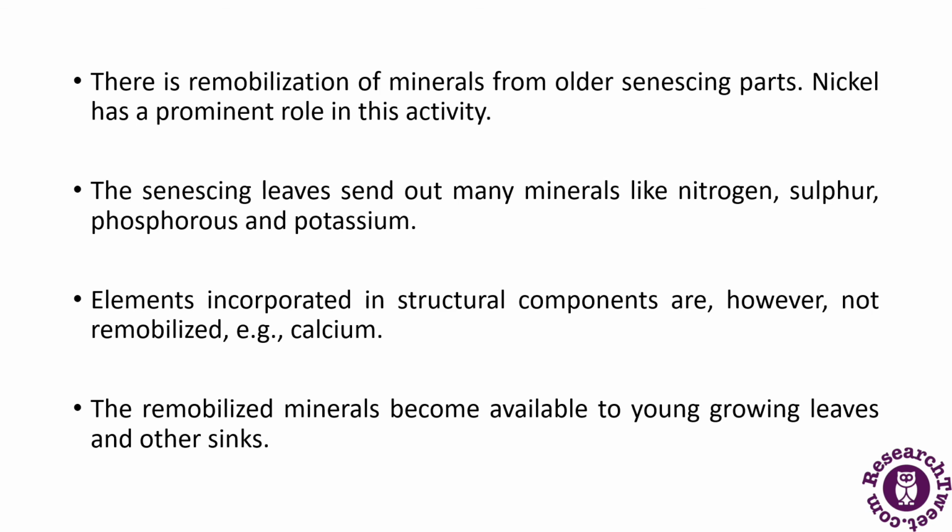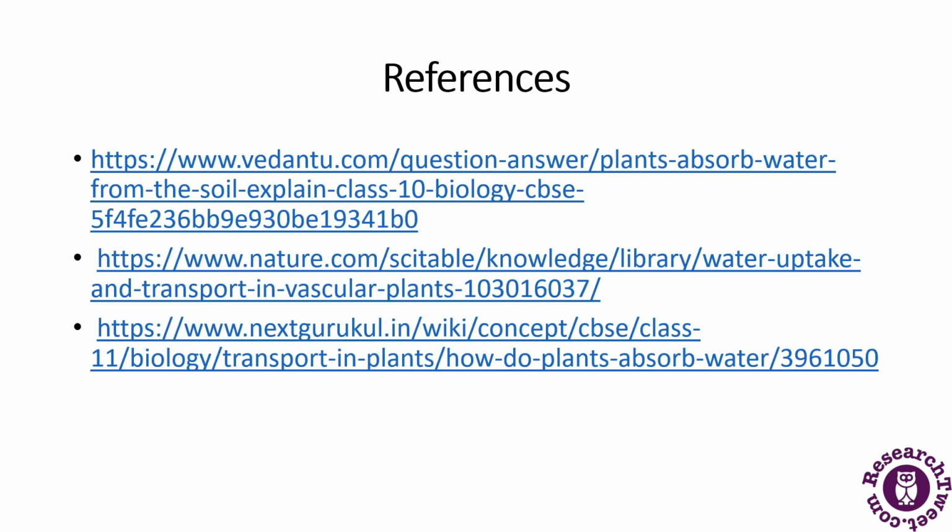The senescing leaves send out many minerals like nitrogen, sulfur, phosphorus and potassium, and these elements are incorporated in structural components. However, calcium is not remobilized. The remobilized minerals become available to the young growing leaves and other parts, such as the root. So this was all about the mechanism of absorption of various elements or ions in plants.